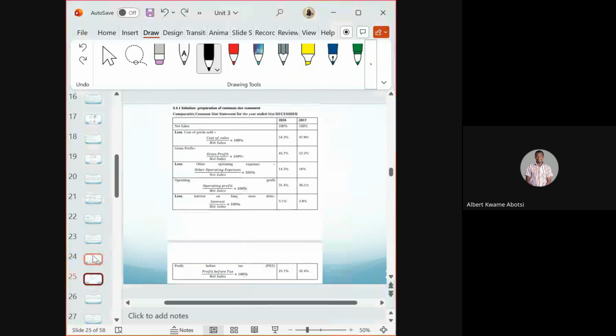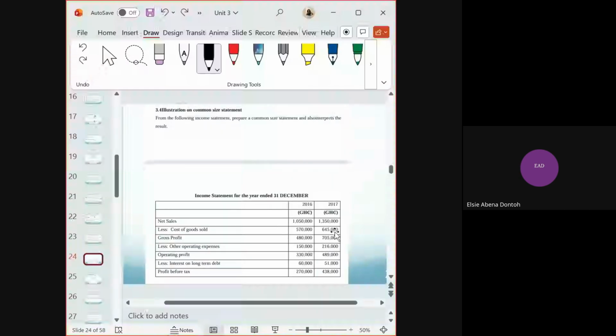Yes, madam. Okay. And then for 2017, the base will be 1,350,000. So it will be 645,000 divided by 1,350,000 times 100. What are we getting for 2017? For cost of goods sold.